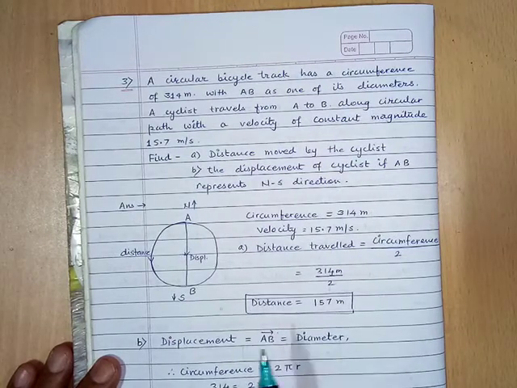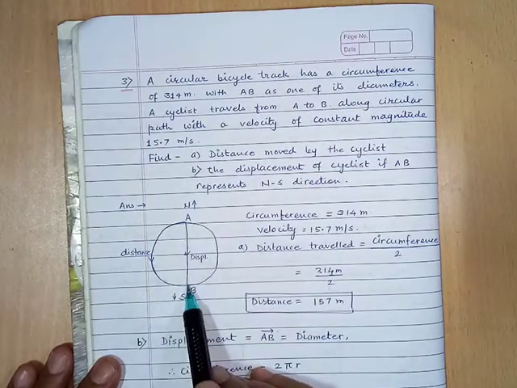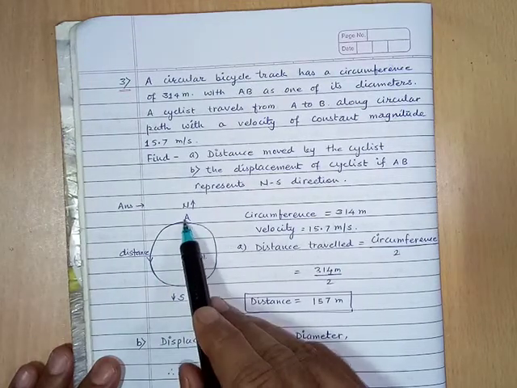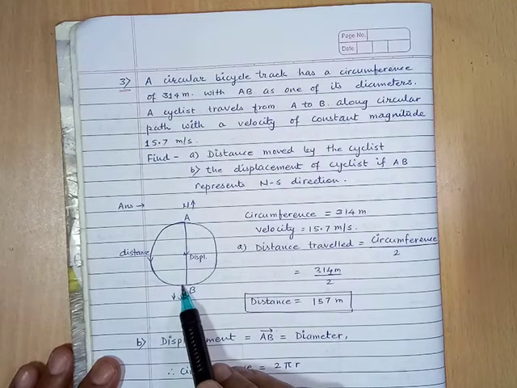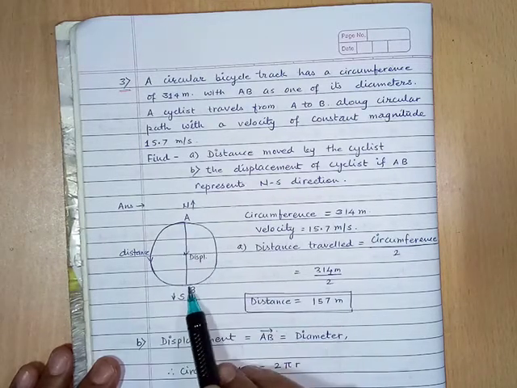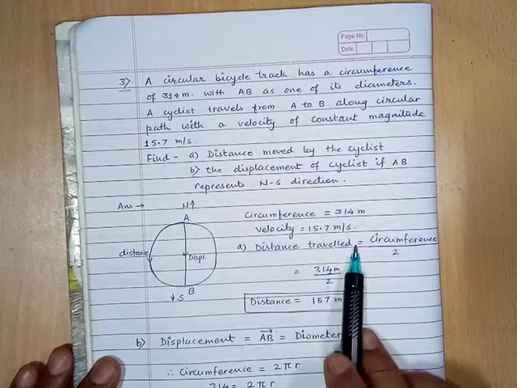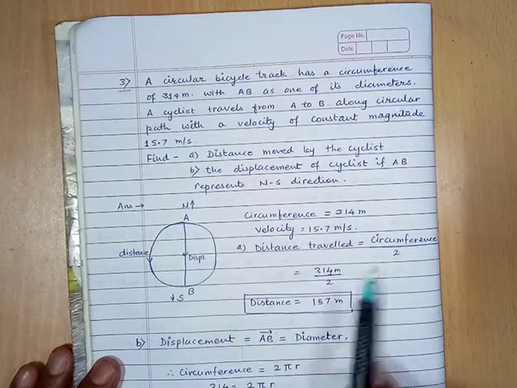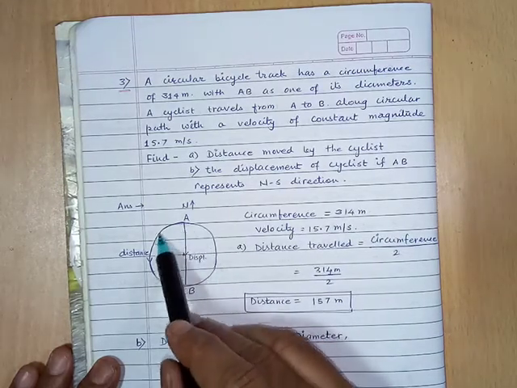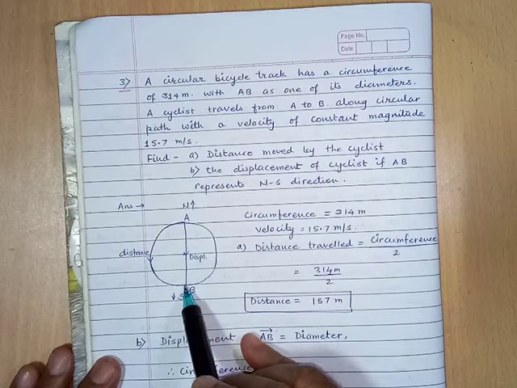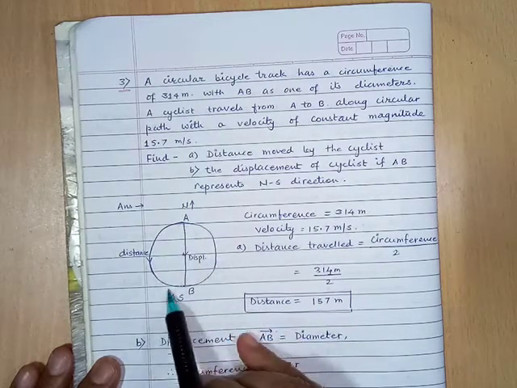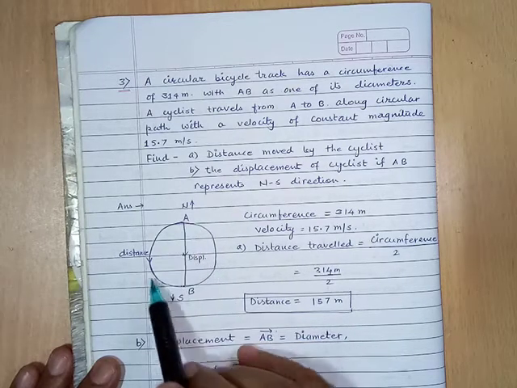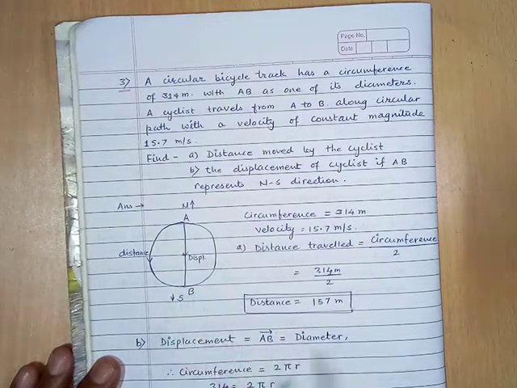Now the cyclist moved from A to B, and the total path traveled by the cyclist from A to B along the circumference of the circle is nothing but this semicircular path. So I will write here that distance traveled is nothing but circumference divided by 2. Why have I written 2? Because this is a half round completed up to this point B. If I divide the total circumference into two parts, that gives me the distance traveled by that particular cyclist.